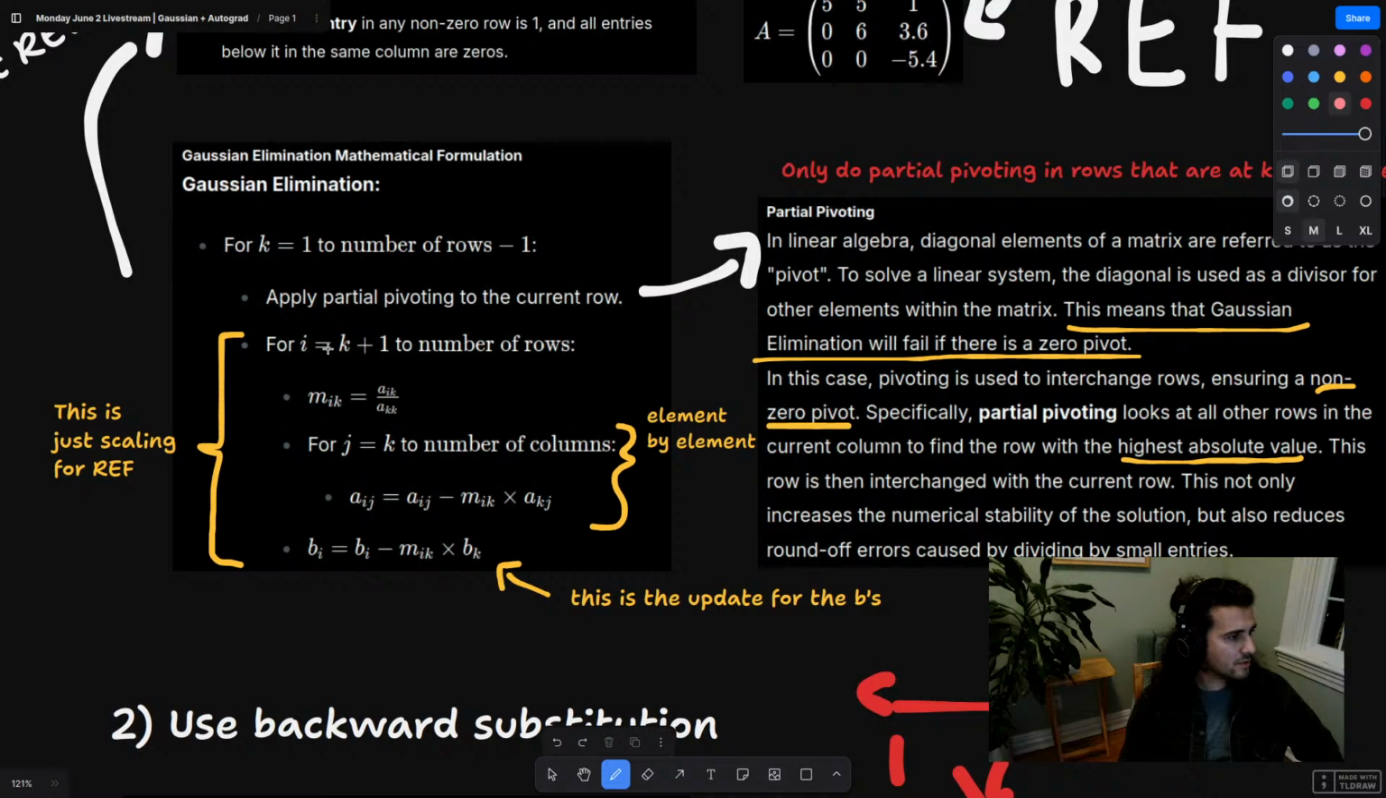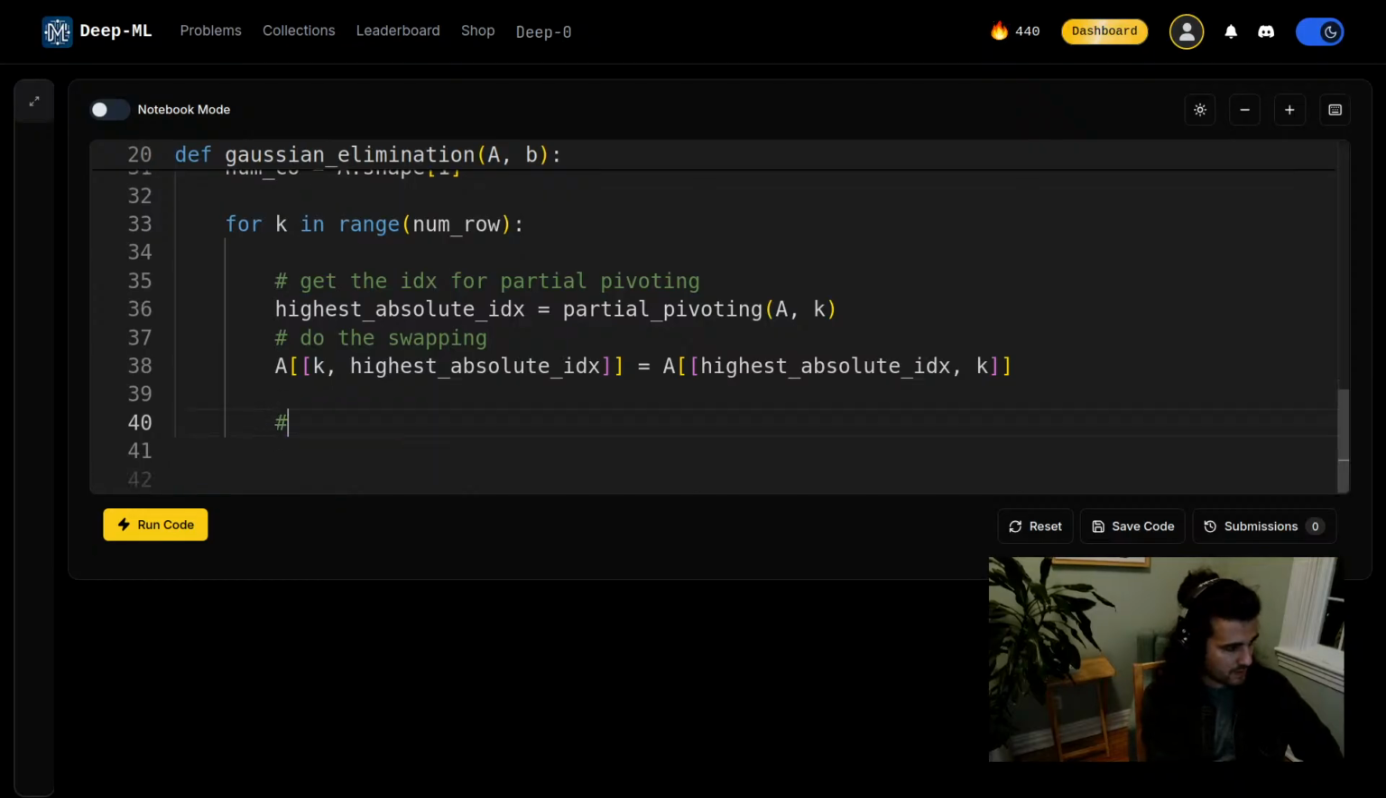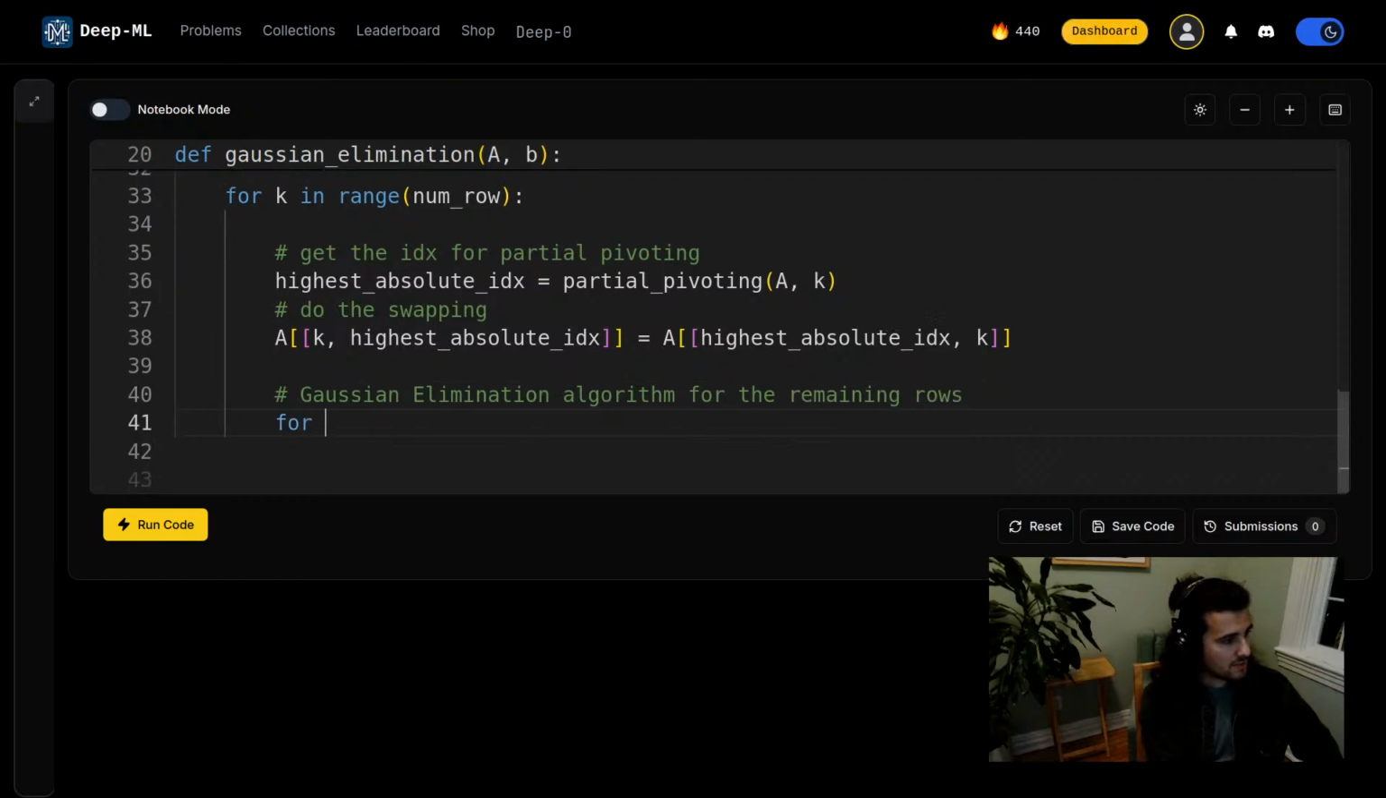So the rest is what is this. So for I equal k plus 1, so here it's Gaussian elimination for the remaining rows, and it's going to be for I in range k plus 1 to num row.